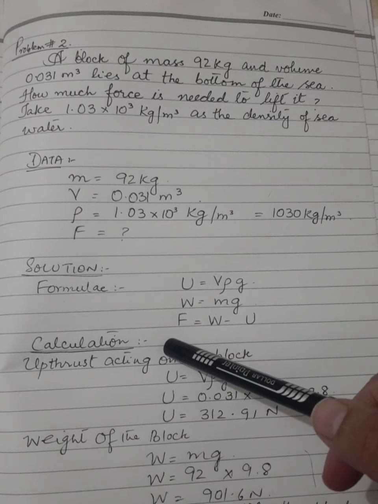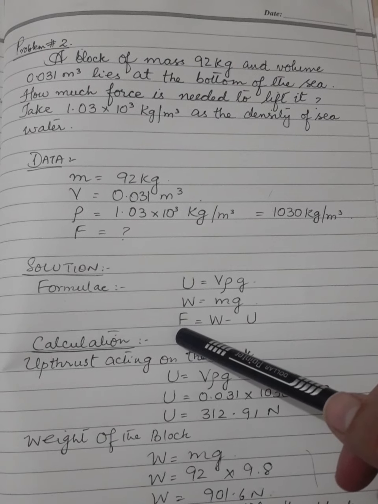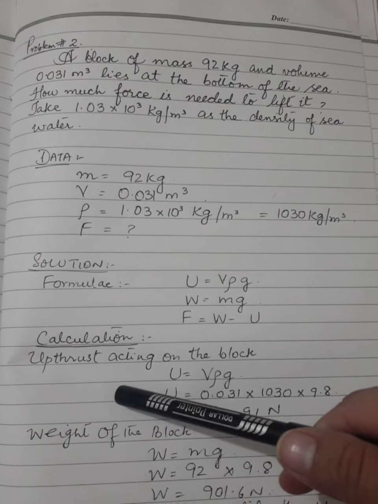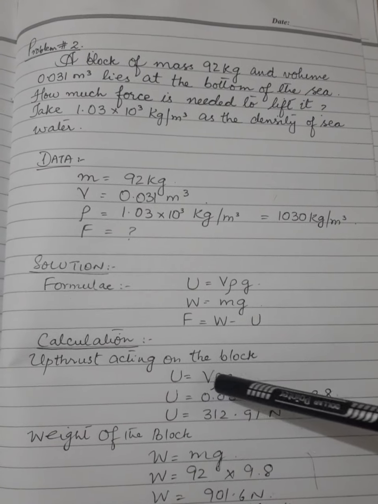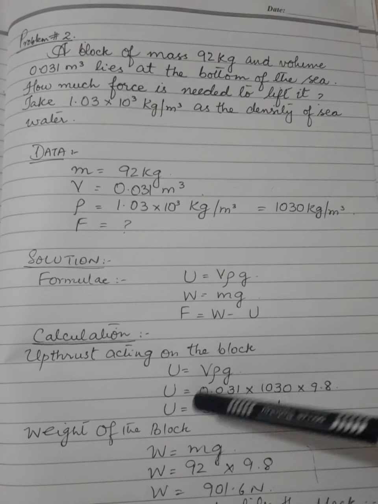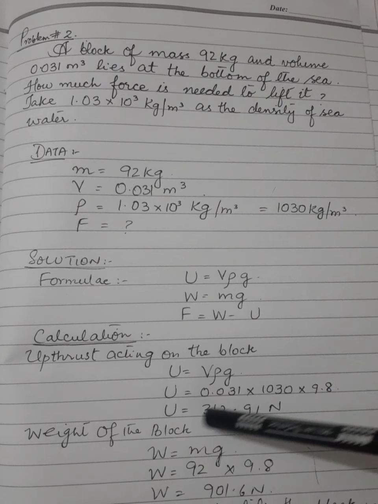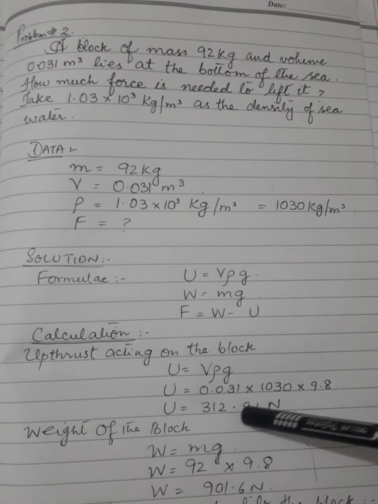So we will find out the force which is needed to lift the block upward. First is the upthrust acting on the block, which is U is equal to V rho g, where g is 9.8 meter per second square. By multiplying these three, we get the upthrust force, which is equal to 312.91 Newton.